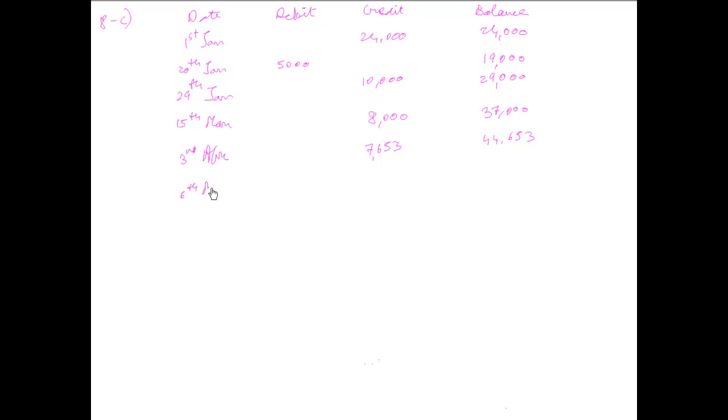Then there is a withdrawal on 6th of May. Money has been withdrawn. That's 3,040 rupees. So remove 3,040 from this. So you will get 41,613 rupees. And then 8th of May, again there is a credit of 5,087 rupees. So let's add that to this. So it's 46,700 rupees, children. That's the final balance that you'll have.